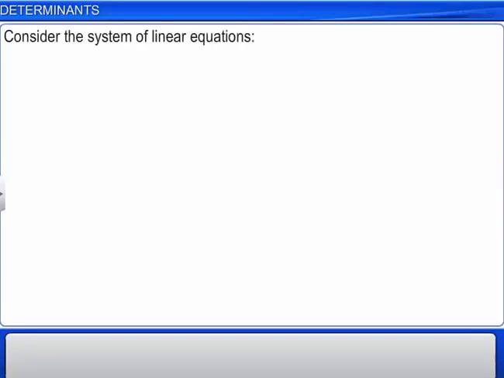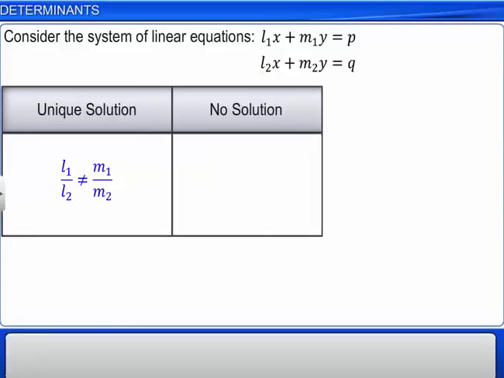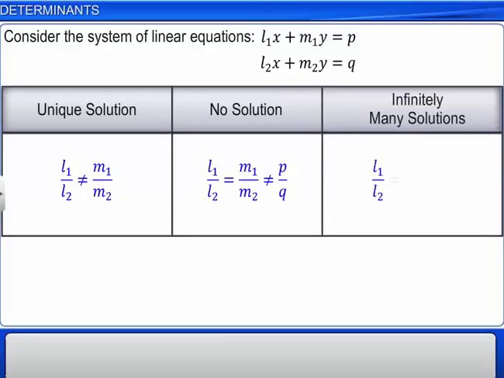Take a look at the system of linear equations: L1 x plus M1 y is equal to P, and L2 x plus M2 y is equal to Q. This system of equations can have a unique solution, no solution, or infinitely many solutions.